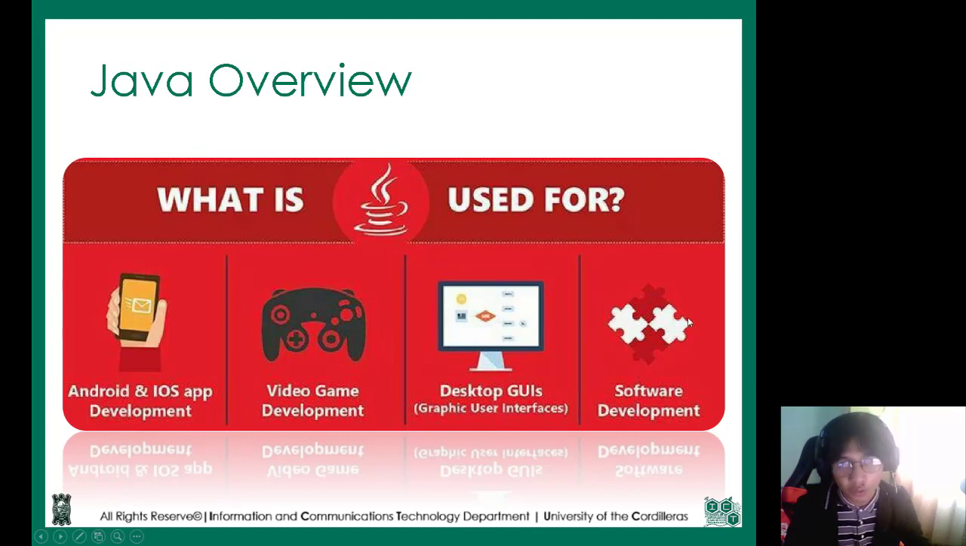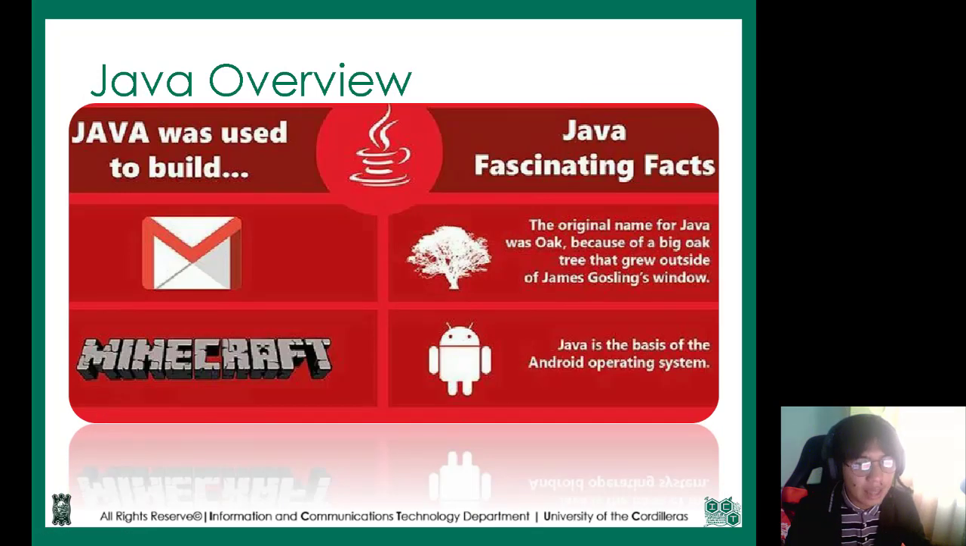And for software development. Now, Java was used to build the following. First of all, Gmail, the most famous Gmail, and Minecraft. So if you would like to become a programmer later on, this course is actually a good foundation for everyone. Java is the basis of the Android operating system we have here.